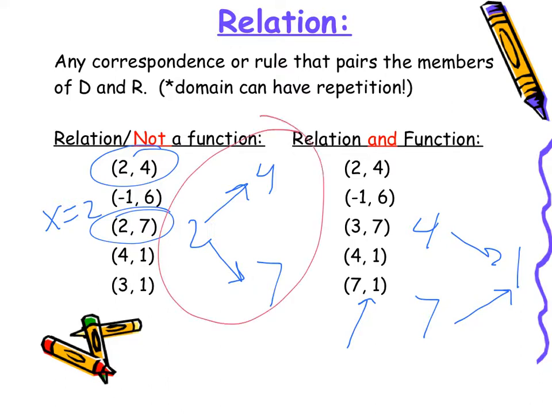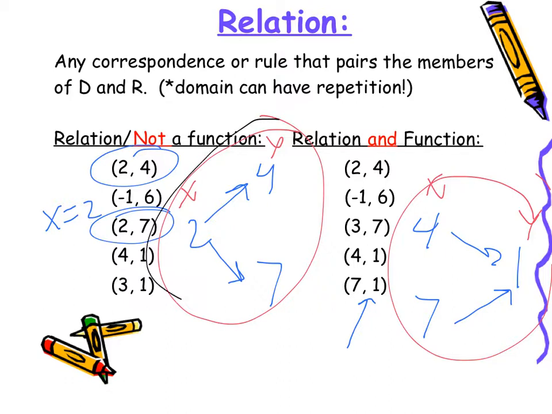This case right here is different from this one, because again, this is an x value. This represents y values. Those are x values, and 1 is a y value. That's something to keep in mind. This is the one deal breaker right here, an x value going to 2 different y values.